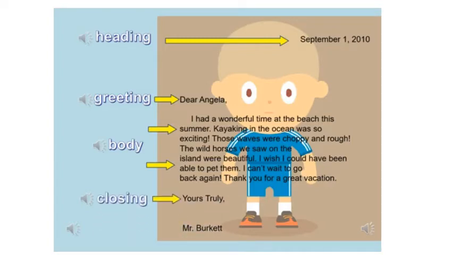This is the closing. In the closing, the first word is capitalized and you put a comma after the last word. Some examples of closings are sincerely, your friend, love, or very truly yours. In the signature, this contains your name. It goes under the closing, and it can be printed or written in cursive.